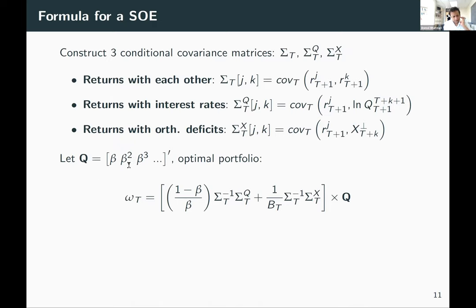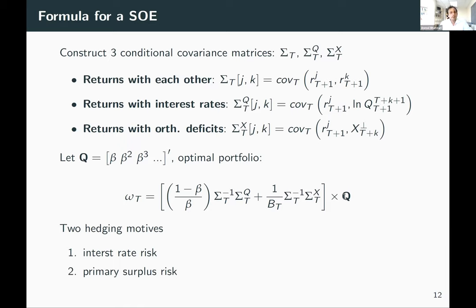So the first result here is an expression for the optimal portfolio omega t, and it's given by two terms here, which are multiplied by this vector of exponentially declining weights. Okay, so in the next few slides, I'm going to talk about each of these terms and try to convey some insights which we can get directly at this stage. And remember, this portfolio holds for any arbitrary market structure.